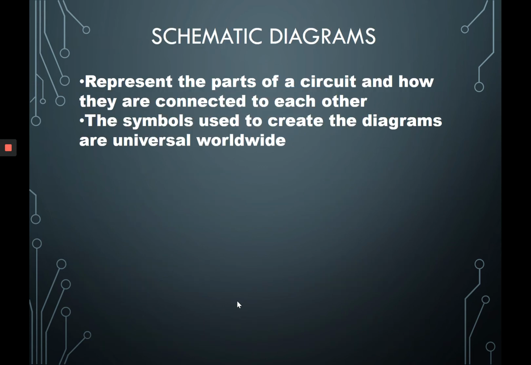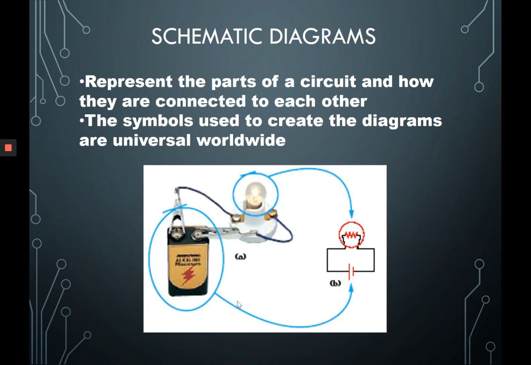So in circuits, we actually don't draw our actual light bulbs fully out. We use symbols to represent the parts in a circuit. Here you can see we have a light bulb, and it looks like a zigzag with a circle around it. We also have a battery, which looks like a long line and a short line. The long line represents the positive terminal of the battery, and the short line represents the negative terminal.